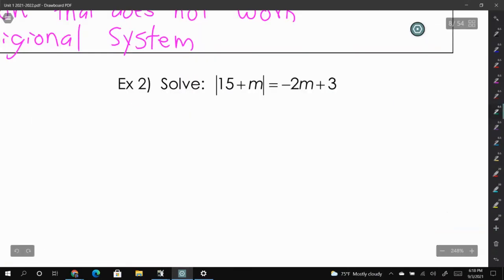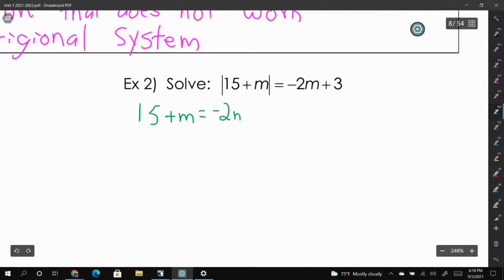All right, example number 2. We already have the absolute value by itself. So we're going to do 15 plus m equals -2m plus 3. And then we're going to do 15 plus m equals, and you got to be careful here, because we're going to make everything here negative, not just the 2m. We're going to make everything negative by multiplying it by -1, and that's going to be positive 2m minus 3. So we're going to solve these two equations.